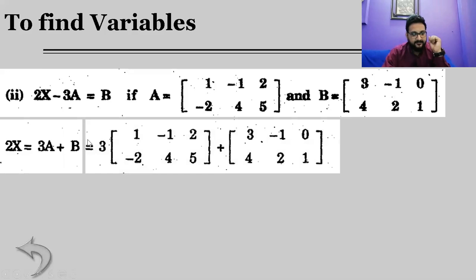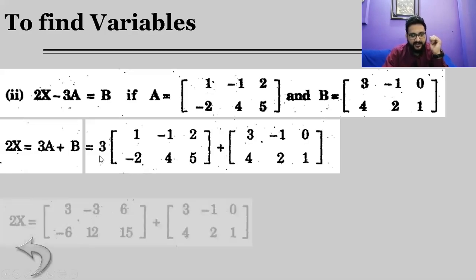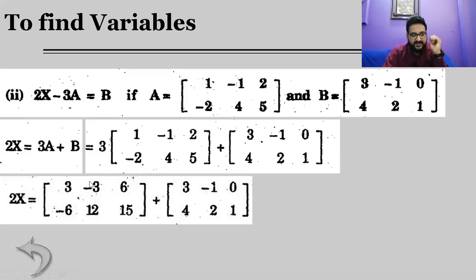Then the value of 3 is here, and the value of A is given as 2 in the question, plus the value of B is also given in the question. First of all we have to simplify this, and we have to multiply every value in this matrix by 3. So 3 1s are 3, 3 1s are 3, 3 2s are 6, 3 2s are 6, 3 4s are 12, 3 5s are 15, and so on.